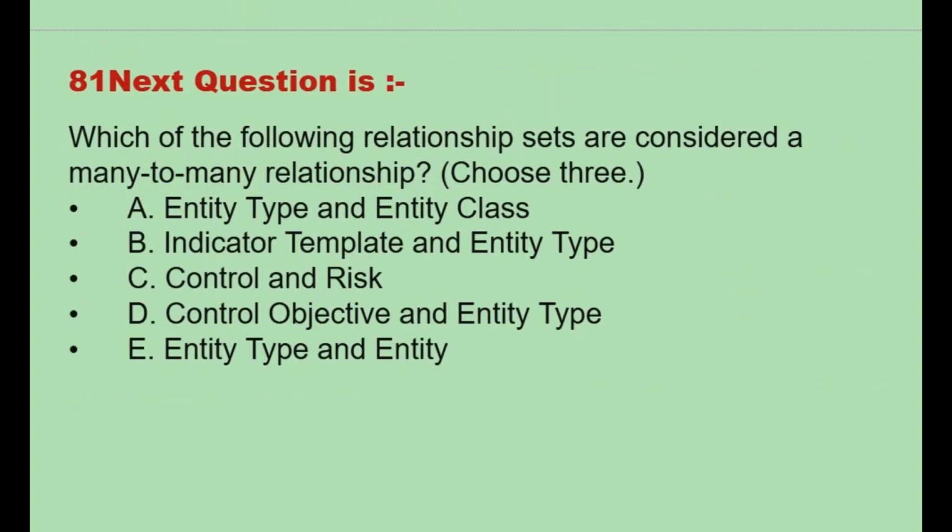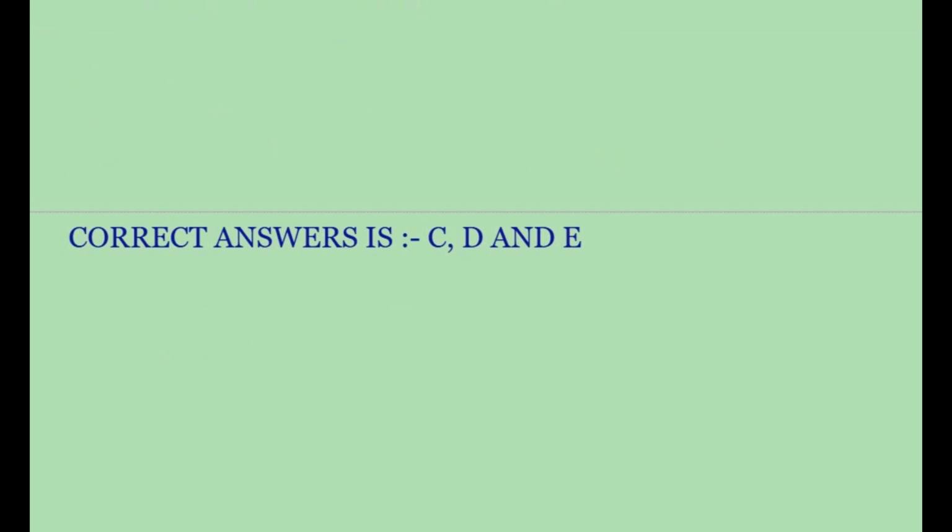Question is, which of the following relationship sets are considered a many-to-many relationship? Choose three options. Option A, entity type and entity class. Option B, indicator template and entity type. Option C, control and risk. Option D, control objective and entity type. Option E, entity type and entity. Correct answer is option C, D, and option E.